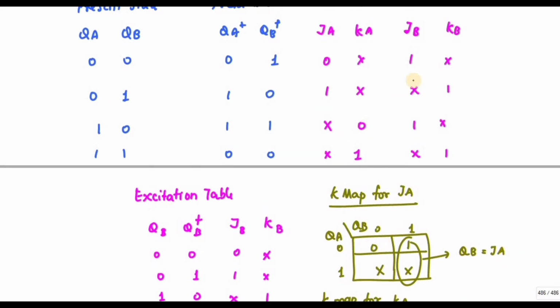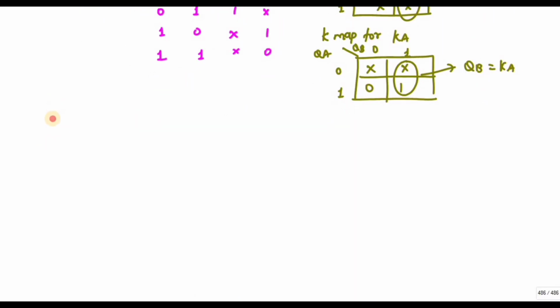Similarly, you can see these are all 1. So I can write JB is equal to 1 and KB is also equal to 1. If you want to elaborate, K-map for KB.